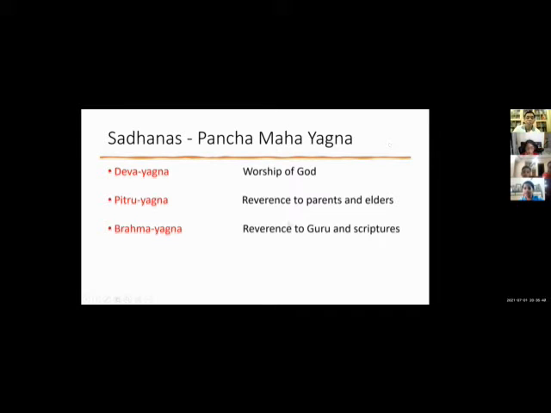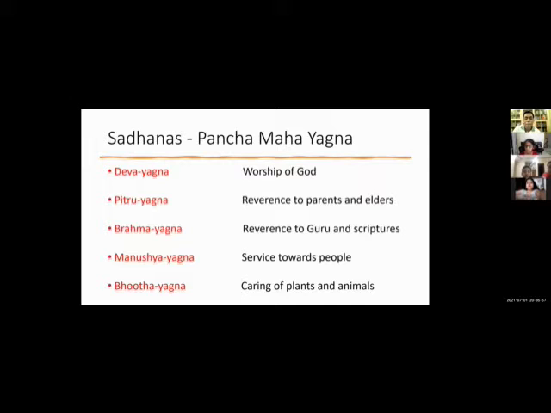Manushya Yagna, service towards people. Very good. What is the fifth last one you should do? Bhuta Yagna, caring of plants and animals. Very good. So if you have a garden in your house, water the plants, take care of them, keep some water for birds to come and drink, or if you have some pet dogs or something, take good care of them. So you will learn to become very sensitive in what is called Pancha Mahayajna.